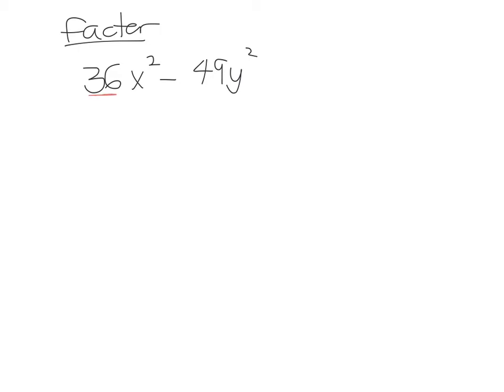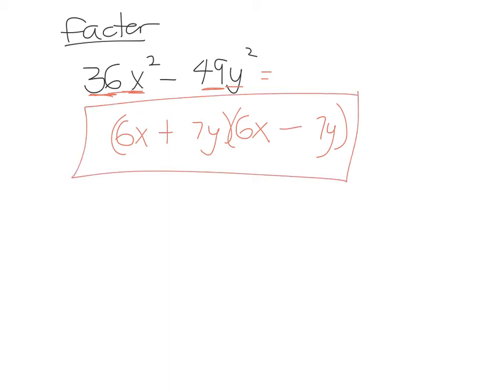36 is a perfect square, x squared is, 49 is, y squared is, and it does have a minus in between. So when I go to factor it and put my two sets of parentheses, in the first set I think to myself, what times what is 36? That would be a 6. And what times what is x squared? That would be an x. So they're both 6x. And for the other one, 49 and y would be 7y for both of them. I put a plus on one, a minus on the other, and that problem is all done.